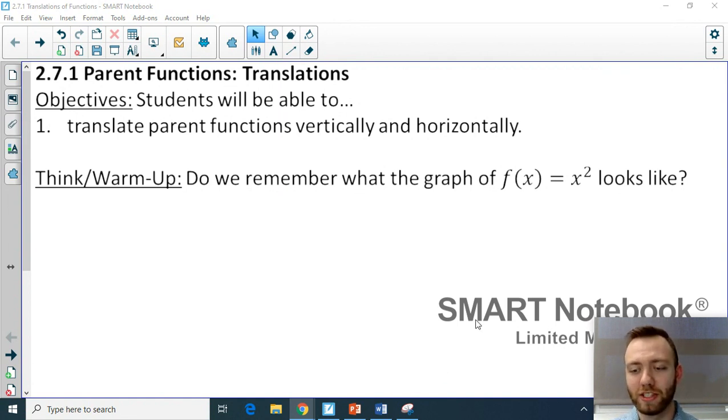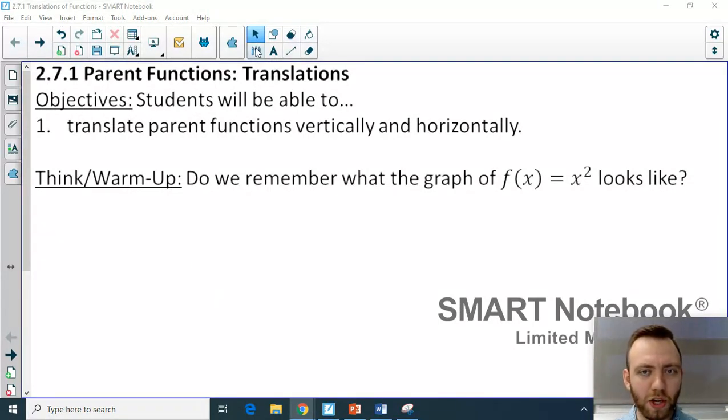to be looking at translations today, and we kind of have this huge watermark here. My Smart Notebook subscription is out and the school needs to renew it, so we kind of have to deal with this for a little bit. Hopefully I can get rid of that soon.